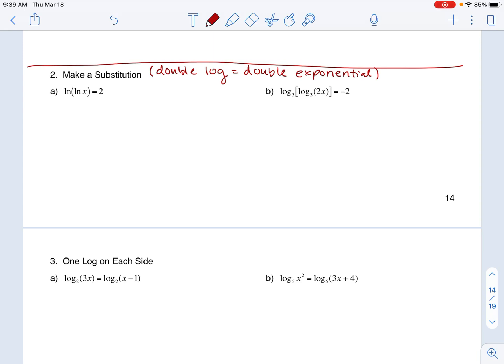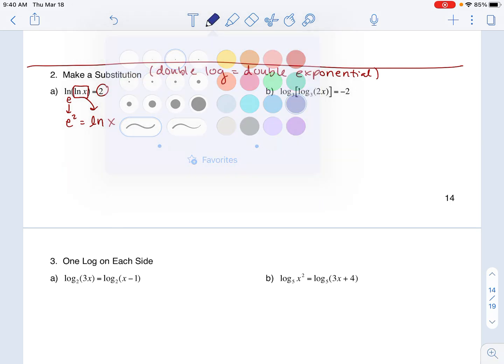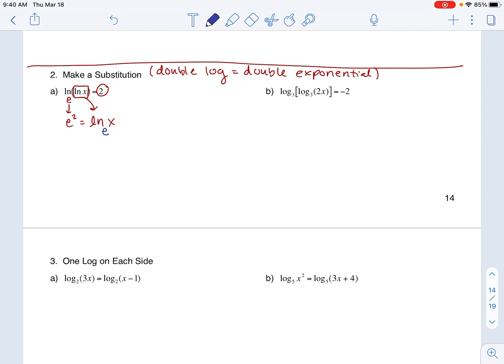All right, so basically what we're going to do, this is natural log, so that means my base is e. So I'm going to start by switching forms, which means I put e to the exponent of 2 equals this whole argument, ln of x. And then guess what? I do that exact same thing again. So this is base e. I raise it to this exponent, e squared.